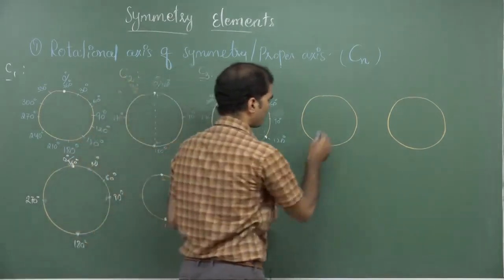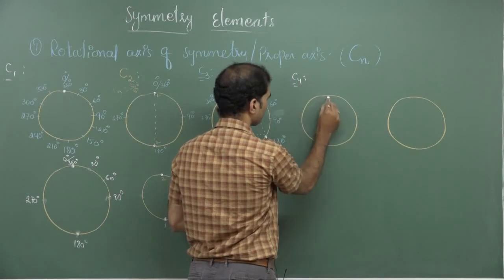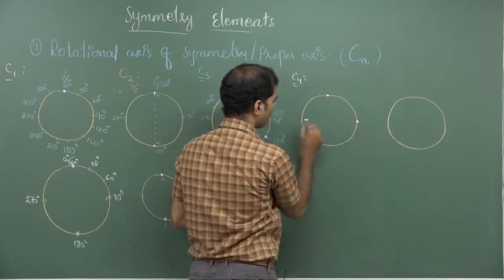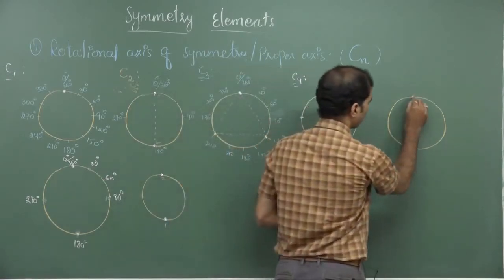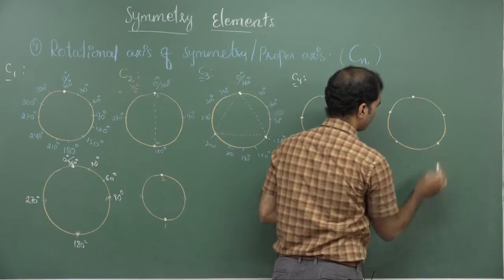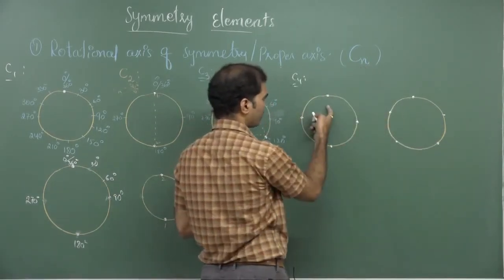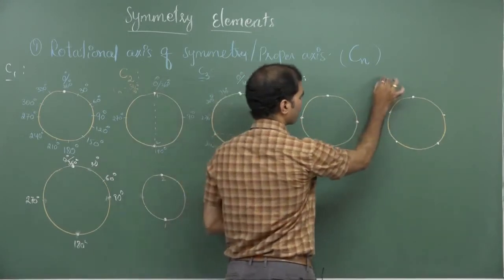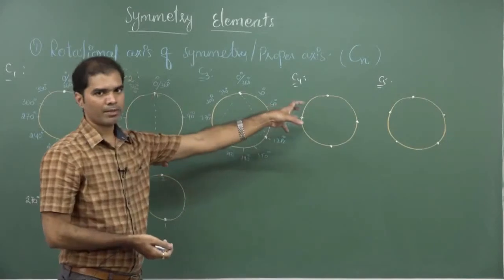Likewise, you can also take C4. This will be points 1, 2, 3, 4, and for C5 these are the points. So you can make a 72-degree separation for C5, and for C4 it is a 90-degree separation. And once you rotate, you will get an equivalent configuration.